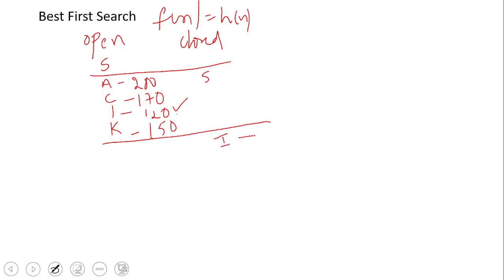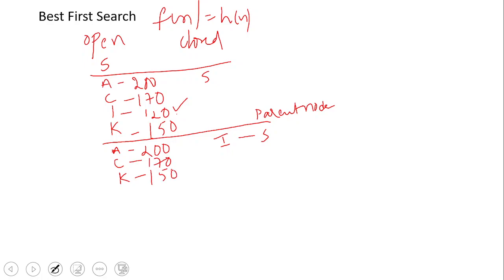Along with this, I will write the parent node. Here, S is the parent node. Why I am writing the parent node here is that whenever we want to find the path, the parent is required. I is coming from S only. That's why I wrote the parent of I is equal to S. Now the nodes in the open list are A with 200, C with 170, and K with 150.